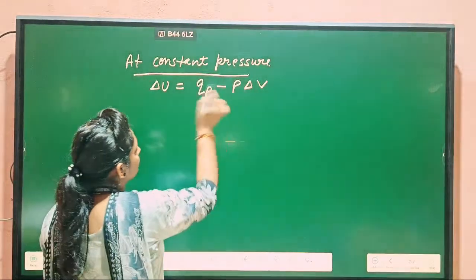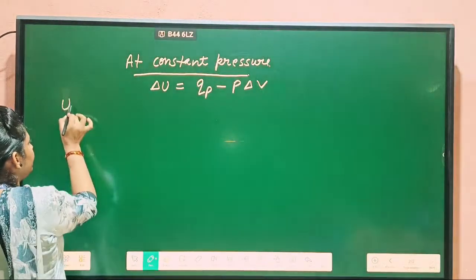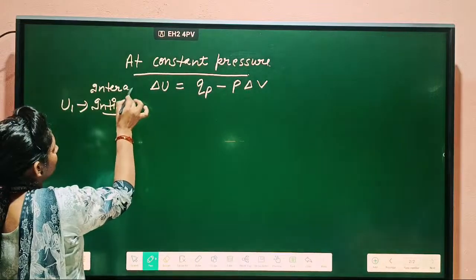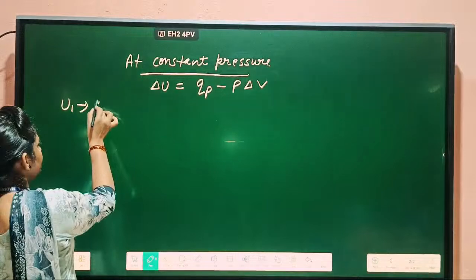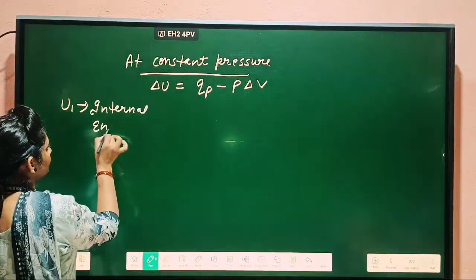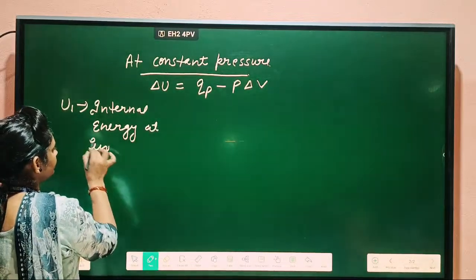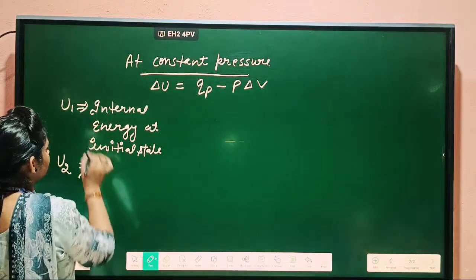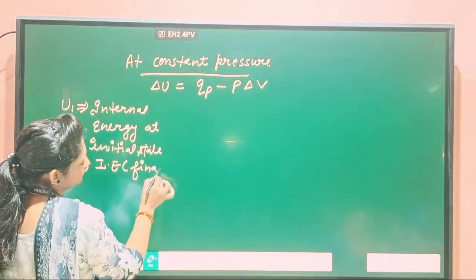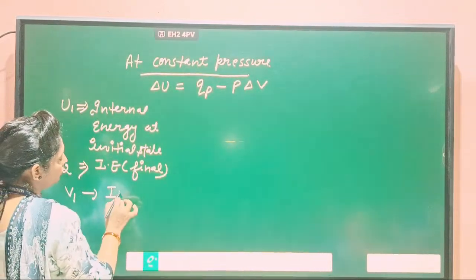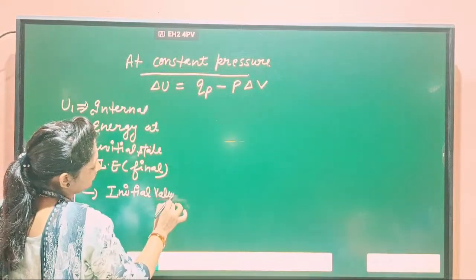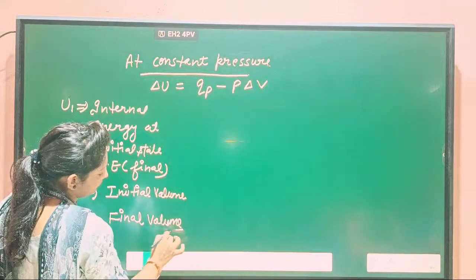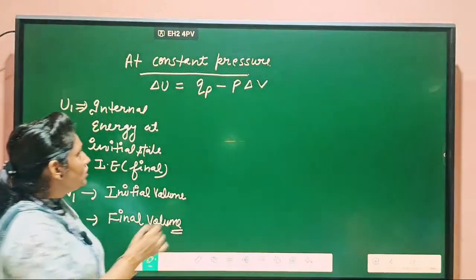Okay, then students, let us consider U1 is the internal energy at the initial state, U2 is the internal energy at the final state, V1 is the initial volume, and V2 is the final volume.